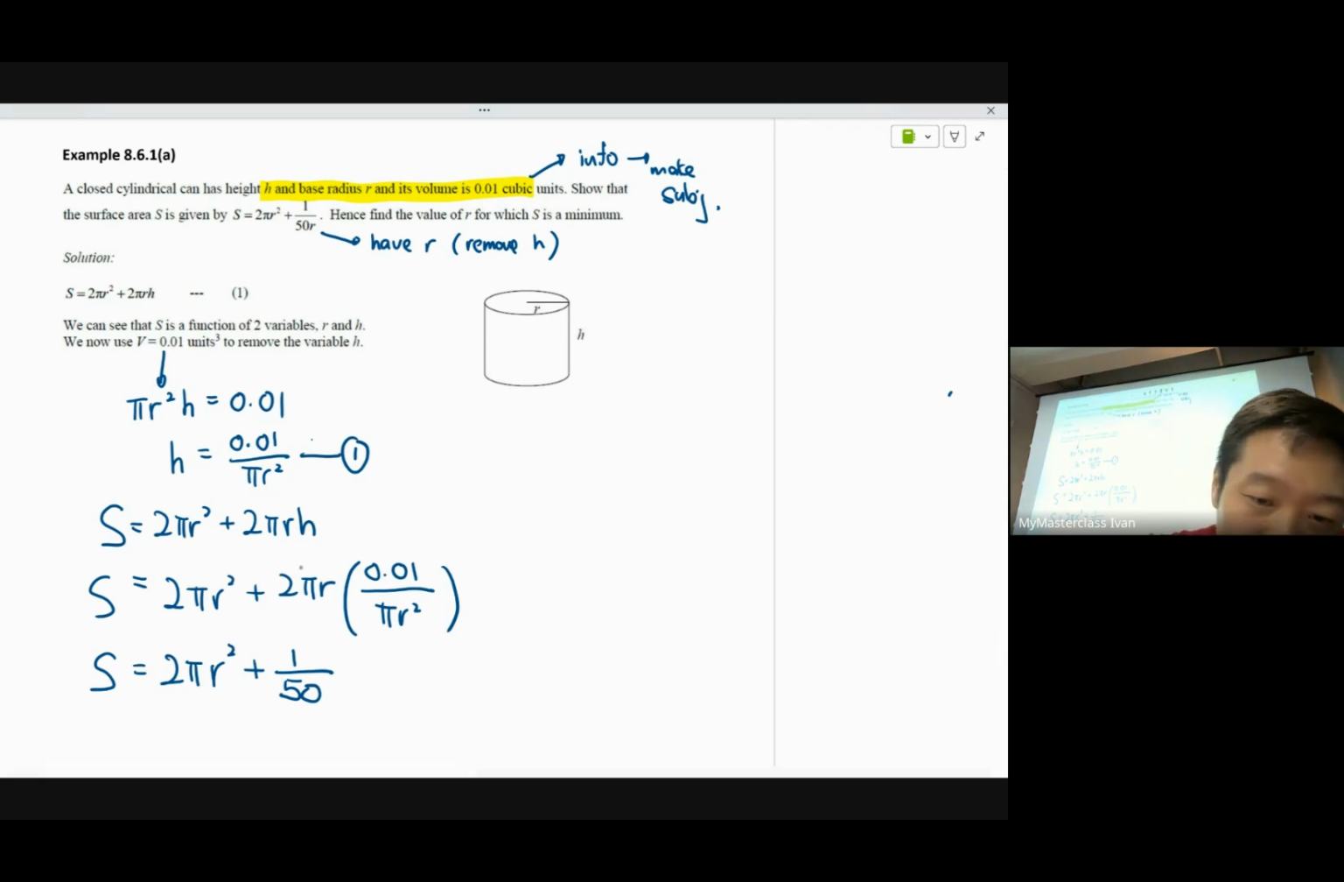You always give back what the question wants. The R cancels, so it's over R. That's why the R is at the bottom.